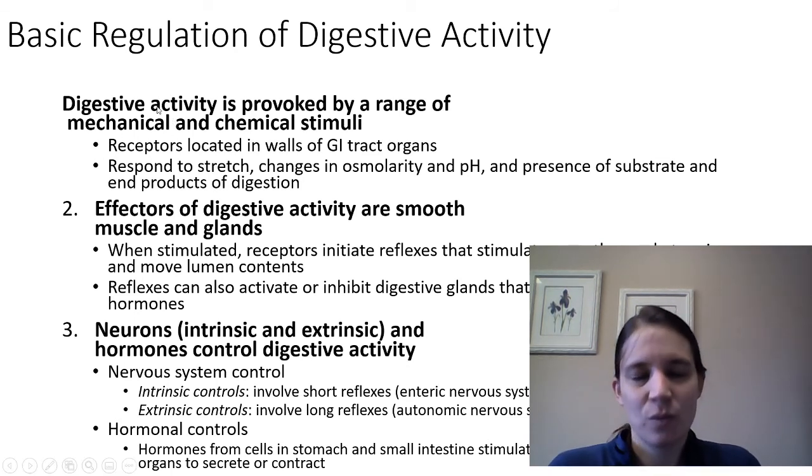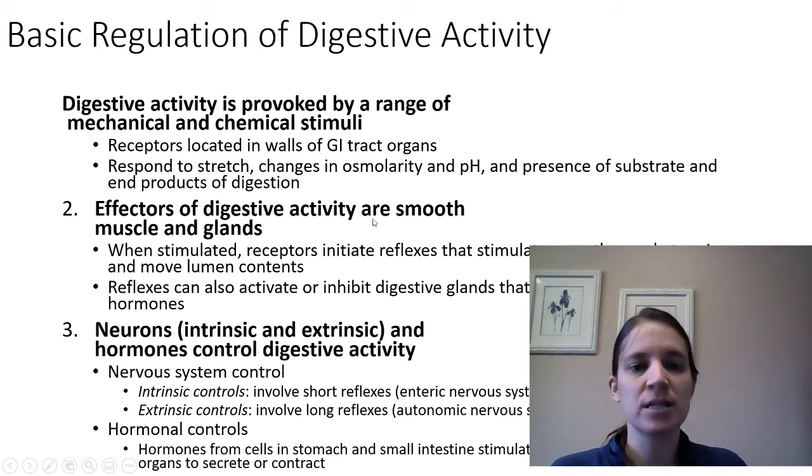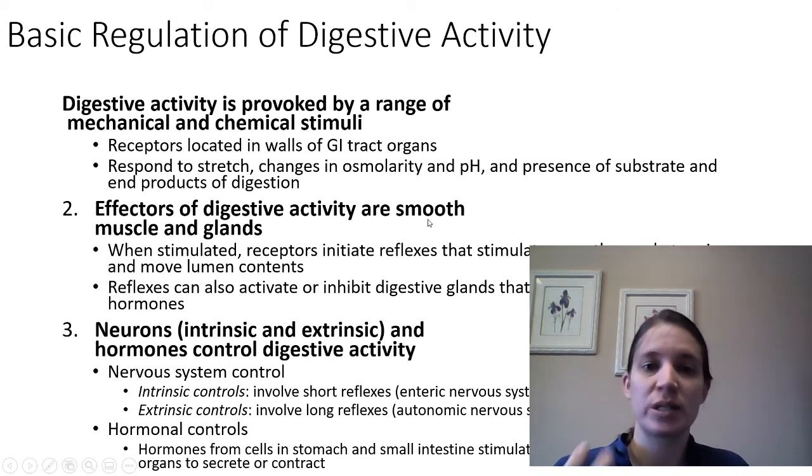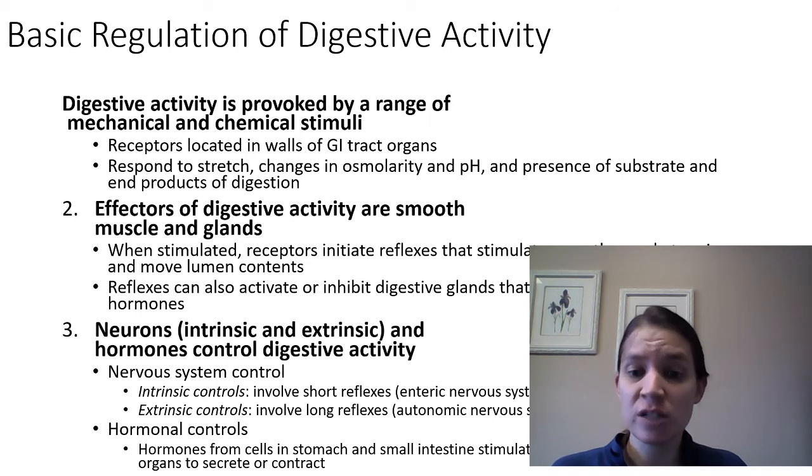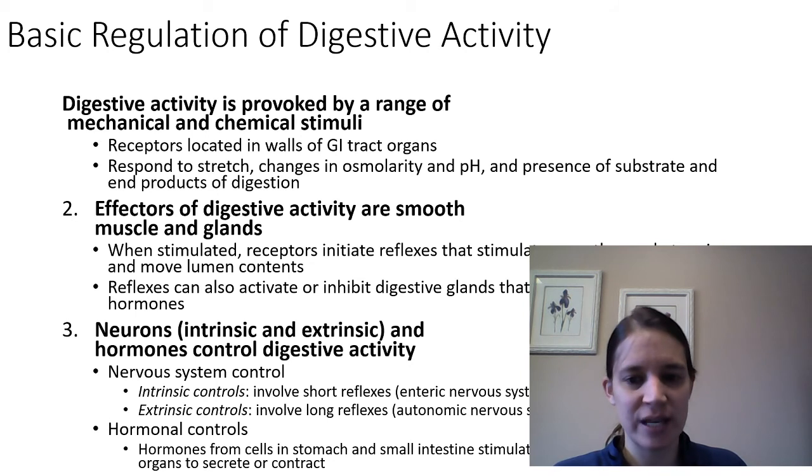Once the GI system notices something, what is changed is the smooth muscle activity, right? Do I contract? Do I not contract? Do I speed up contraction? Do I slow down contraction? And glands. Do I secrete digestive juices? That's a hard phrase to say. Or hormones or things like that.